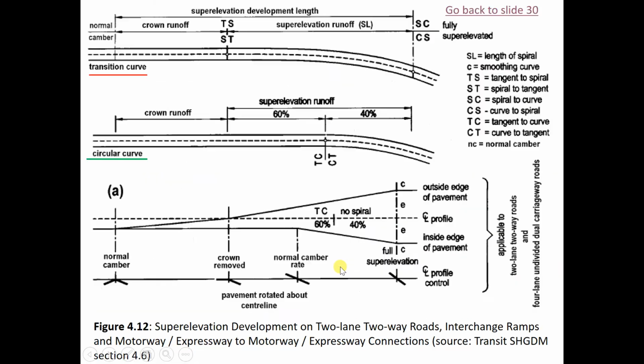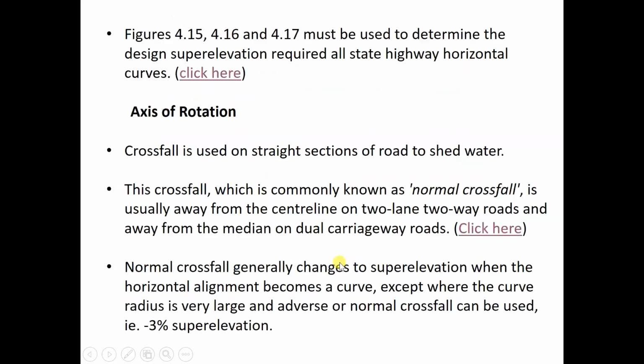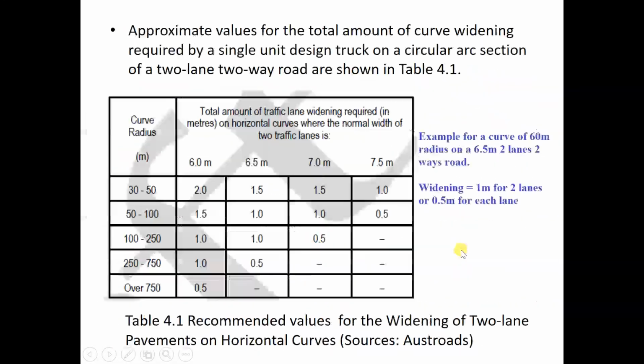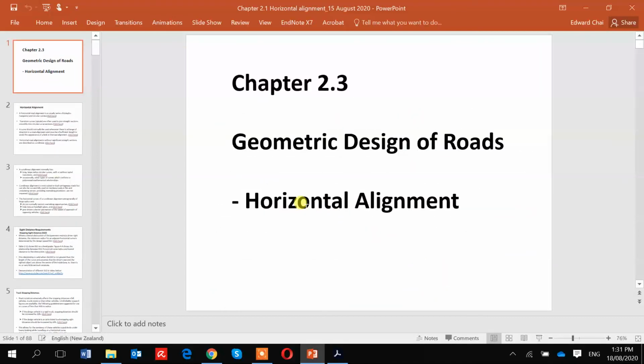I think that's all for this chapter 2. Next is chapter 2.3, the geometric design of the road, for the horizontal alignment. So I will stop here now.